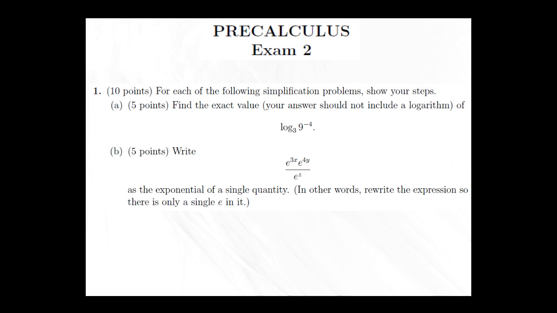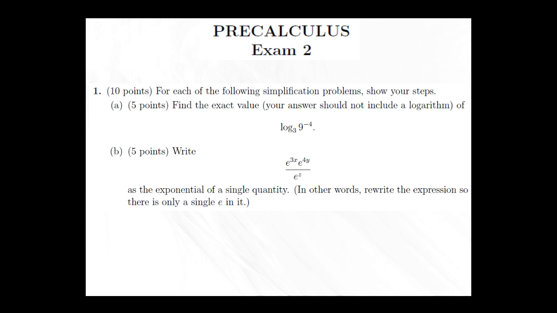On exam number 2, we have a total of 6 questions. For number 1, worth 10 points: for each of the following simplification problems, show your steps. A, for 5 points. Find the exact value. Your answer should not include a logarithm of log base 3 of 9 to the negative 4. B, also for 5 points.